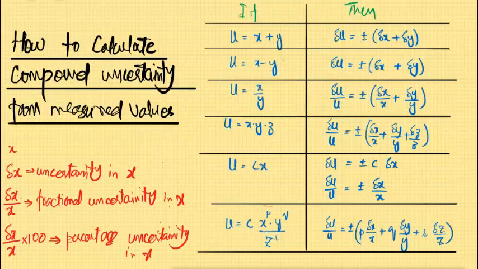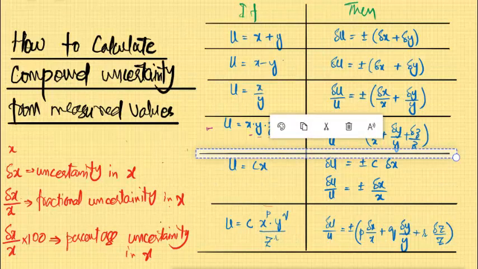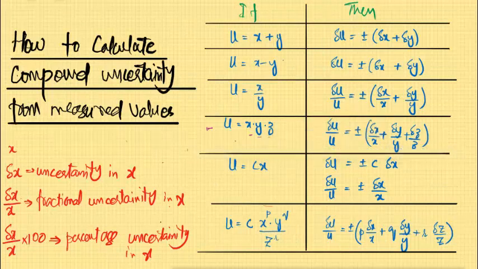So right now I'm just teaching you how to read this, because the moment you read it right, you will do it right. Similarly, if I try to read this expression, I should read it as: if u equals x times y times z, or u equals the product of x and y and z, or u equals x into y into z, then the fractional uncertainty in u equals plus minus the fractional uncertainty in x plus the fractional uncertainty in y plus the fractional uncertainty in z.